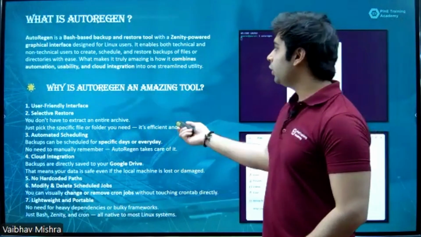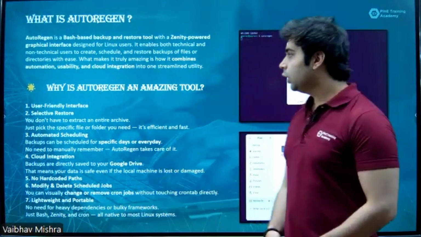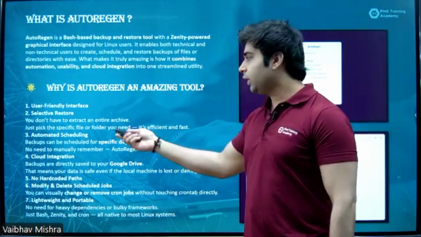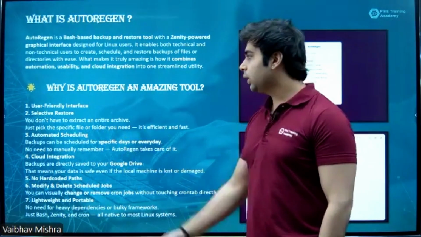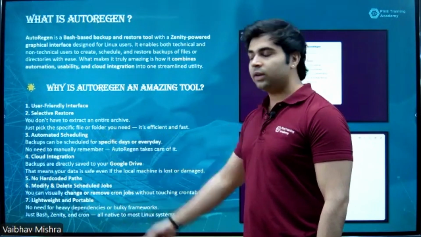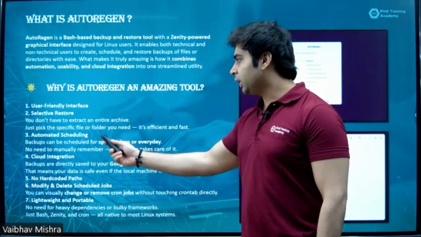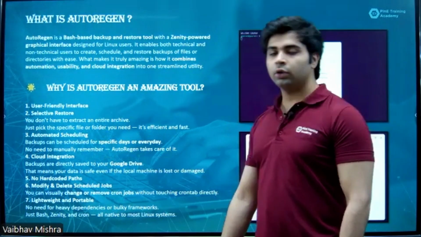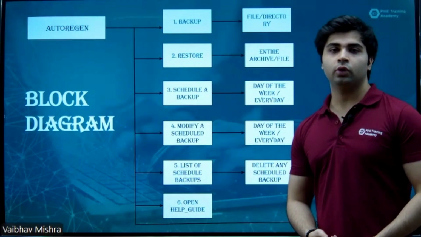So why is AutoRegen an amazing tool? First of all, it has a very user-friendly interface. Second, it has a selective restore feature. Third, it has automated scheduling. Fourth, it has cloud integration. And fifth, no hard-coded paths. Now we come to the block diagram.